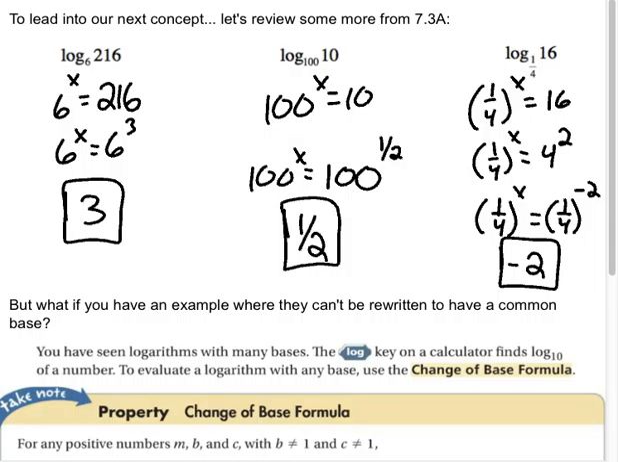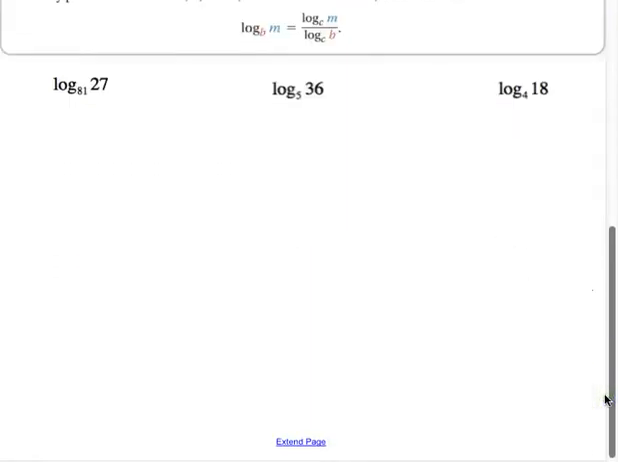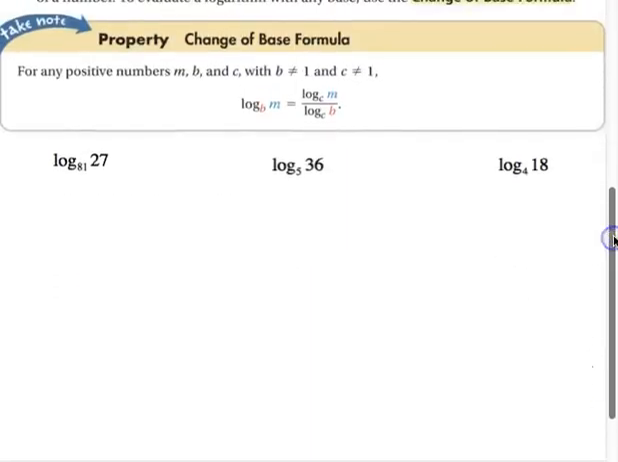Now, there are situations where you're not going to be able to write it nicely, okay? So what happens when that case arises? What happens when you can't use that nice little transformation? Well, there actually is a very slick, simple way to do it, okay? That is the change of base formula, okay?